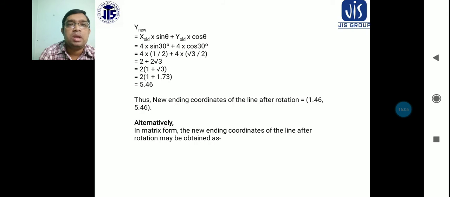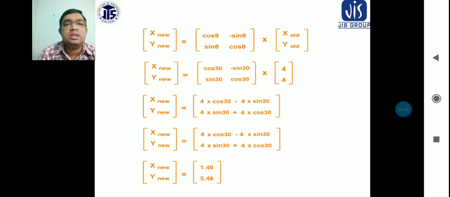Alternatively, we can calculate in matrix form the new ending coordinates of the line after rotation. This may be obtained as x new, y new, and this will create a matrix formation. According to this matrix formation, x new y new equals cos theta, sin theta, minus sin theta, cos theta, into x old, y old. That is the first matrix figure.